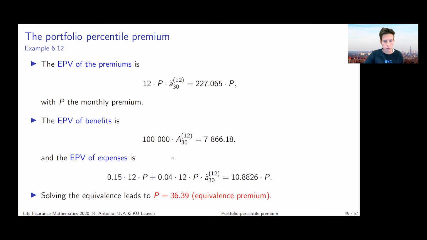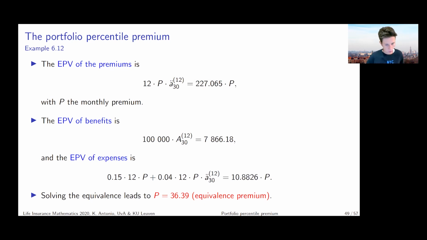I've got the EPV of the benefits plus the EPV of the expenses, and I subtract, or I put that equal to the EPV of the premiums. I solve for the unknown P, and that gives me the so-called equivalence premium in this contract, right? Any questions on that? So this is what we learned so far.